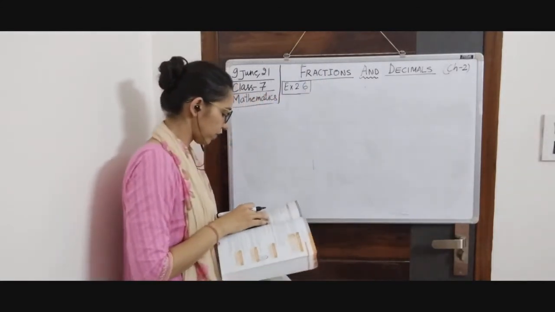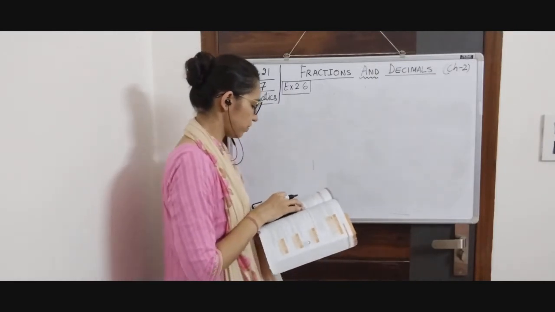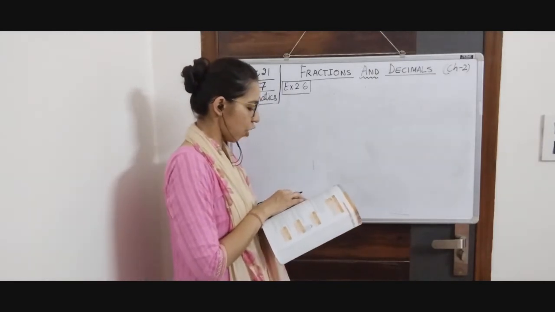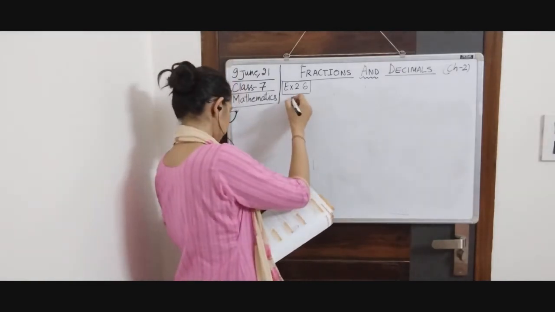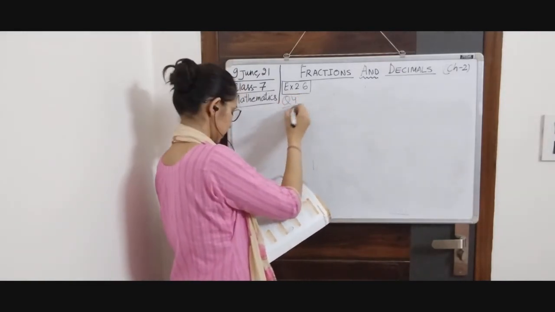Question number 4 says that a two-wheeler covers a certain distance in 1 liter of petrol. How much distance will it cover in 10 liters of petrol? Okay. Question number 4.